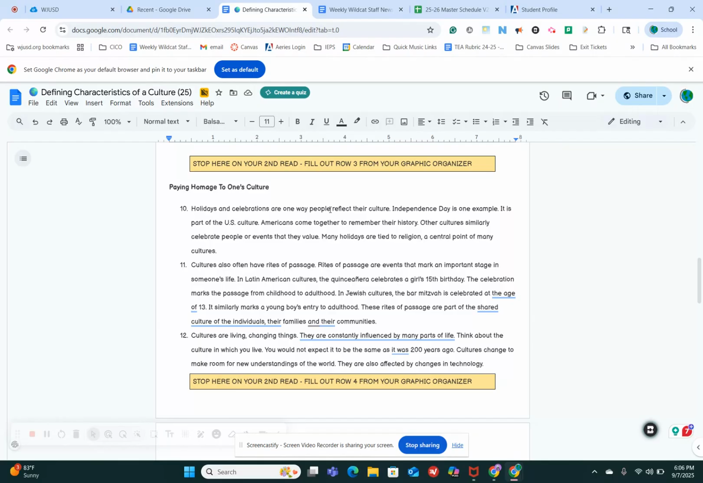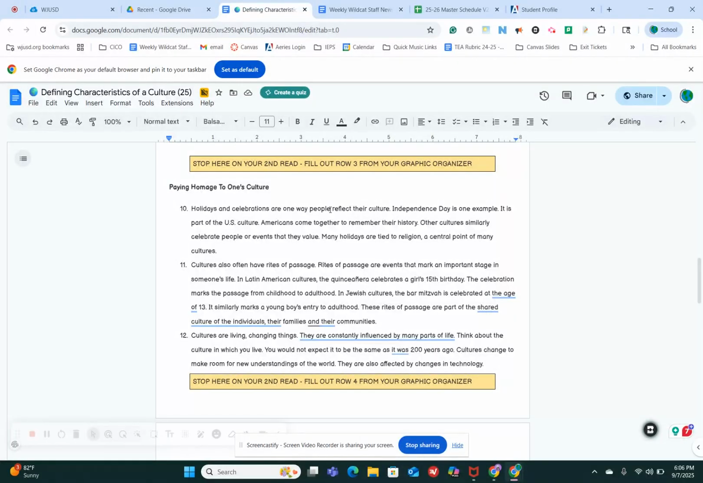Culture also often has rites of passage. Rites of passage are events that mark an important stage in someone's life. In Latin American cultures, the quinceañera celebrates a girl's 15th birthday. The celebration marks the passage from childhood to adulthood. In Jewish cultures, the bar mitzvah is celebrated at the age of 13. Similarly, it marks a young boy's entry into adulthood. These rites of passage are part of the shared culture of individuals and their families, and their communities.